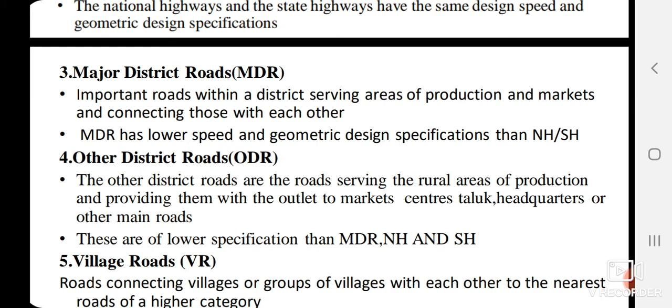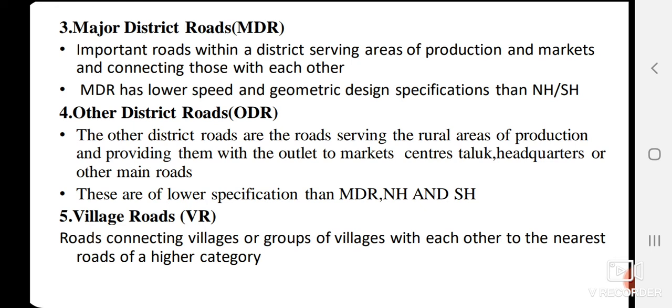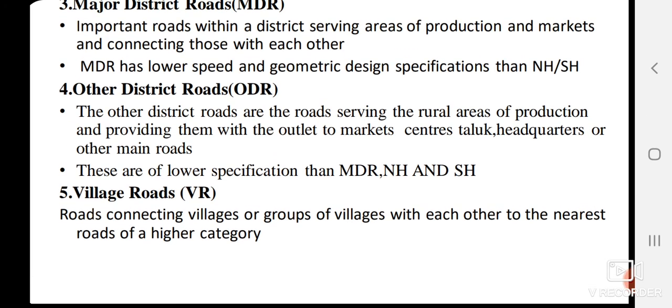Next, other district roads. Other district roads are the roads serving rural areas of production. That is, roads within the rural areas that connect them to market centers, taluk headquarters, or other main roads. These other district roads have much lower design speed and geometric specification when compared to major district roads, national highways and state highways. Next come village roads. Village roads are roads which connect villages or groups of villages to the nearest road of higher category.